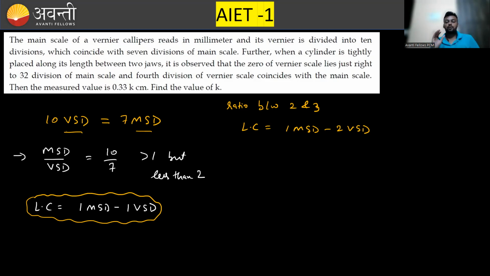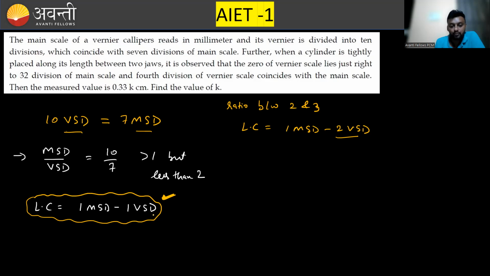I'm stressing this because in most of the books, only one relation is mentioned, and it is given that the least count is just that one. But this is not true. The least count may be 1 MSD minus 1 VSD, maybe 1 MSD minus 3 VSD. It depends on the ratio of MSD over VSD. I think clear?